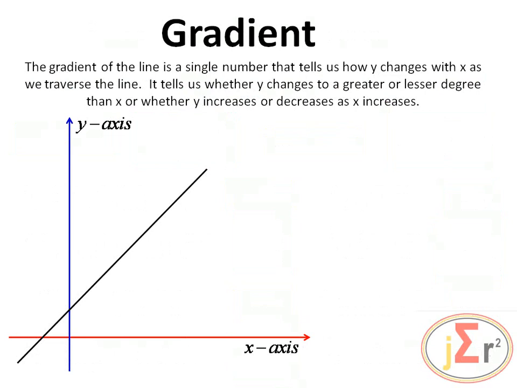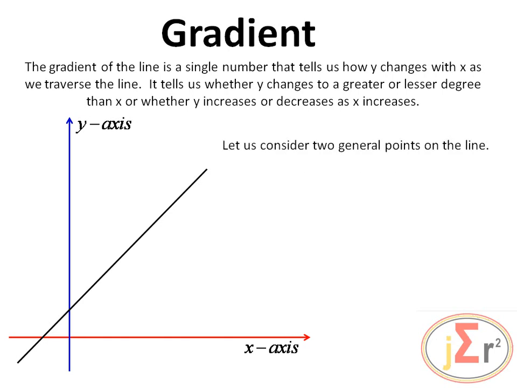Now we're going to be taking a look at the gradient. The gradient of the line is a single number that tells us how y changes with x as we traverse the line. It tells us whether y changes to a greater or lesser degree than x, or whether y increases or decreases as x increases. So it gives us a general idea of how y changes with respect to x.